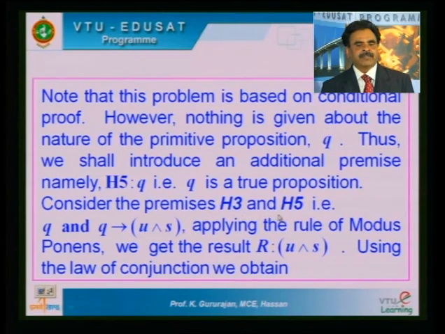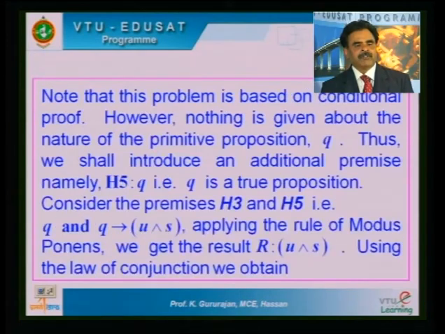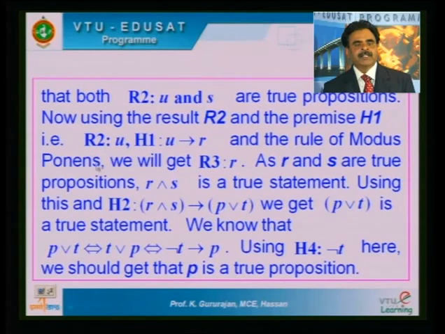Now, consider H3 and H5. H3 means Q implying U and S. H5 means Q. By following modus ponens, I will get that U and S is true. Now, I get the result that U and S is true. But U and S is true means what? Both U and S are true propositions.